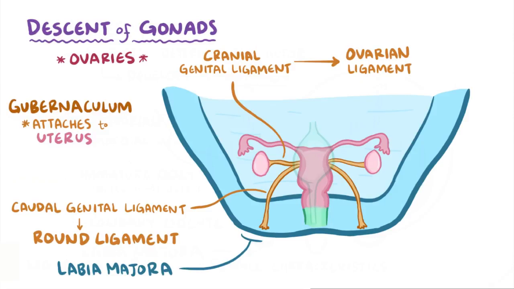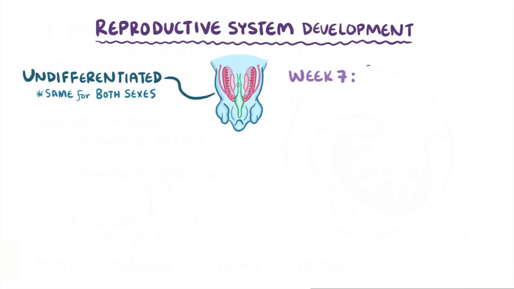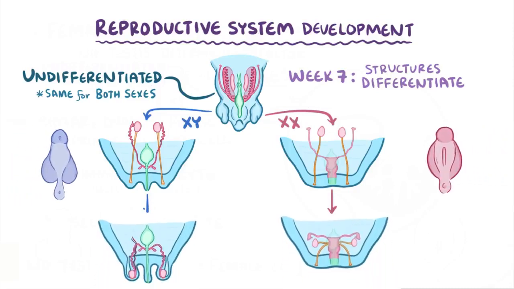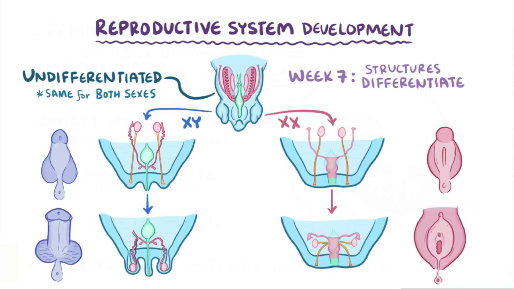Alright, as a quick recap, the reproductive system goes through an undifferentiated phase of development, which is the same for both sexes. But in week 7, the primitive structures differentiate into male or female sex organs, according to the sex chromosomes that the baby's had since conception. First, the gonads develop into ovaries or testicles, and the differentiation of the gonad acts on the rest of the reproductive tract, which gives rise to the corresponding male or female sex organs. Both the ovaries and the testes initially develop in the abdomen, but descend during pregnancy to reach the pelvic cavity or the scrotum.